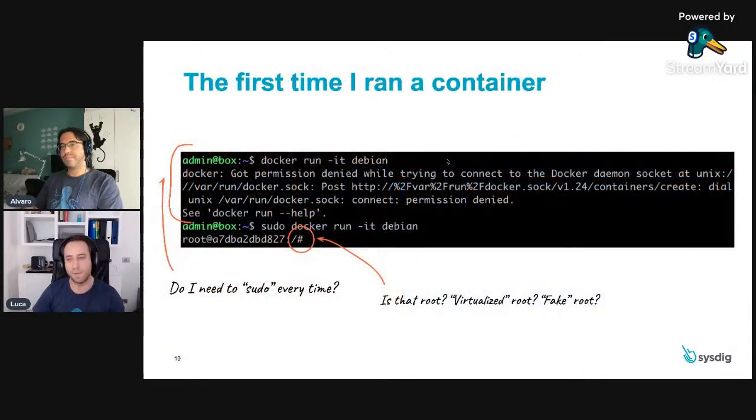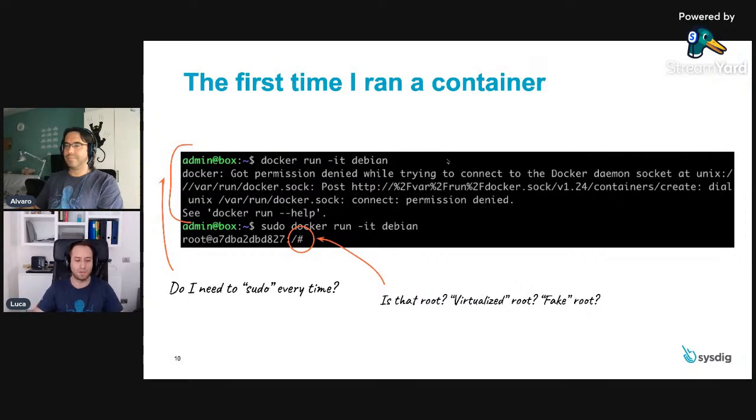So if we go back to our software containers, I would like to think about the first time I ran a container. Someone just told me to run this command. The first thing I got was a permission denied error. I thought, oh, come on, do I really have to sudo? And then I ran the thing and I got a root prompt at the end. So I started thinking, what is this? Is that root, virtual root, some kind of root?